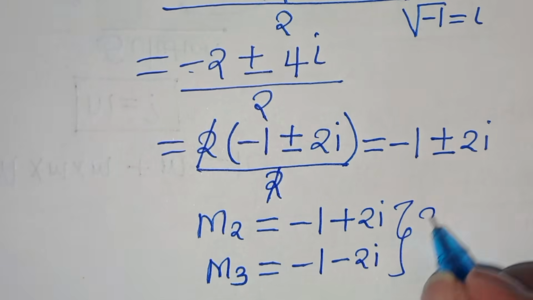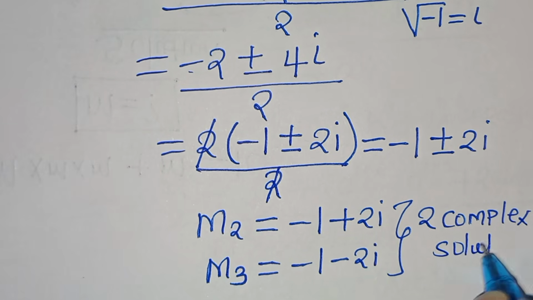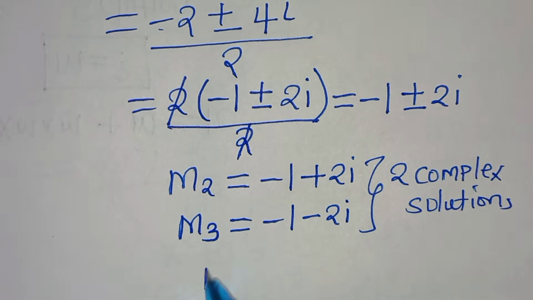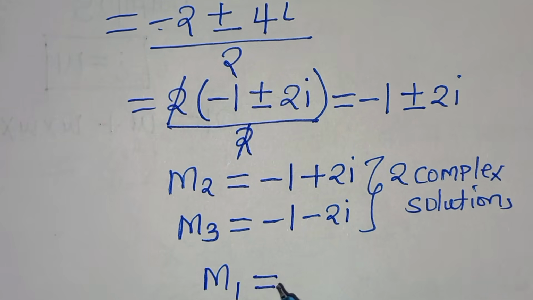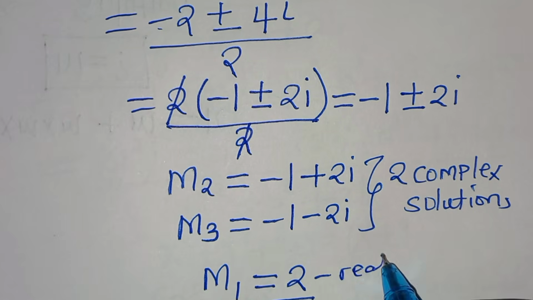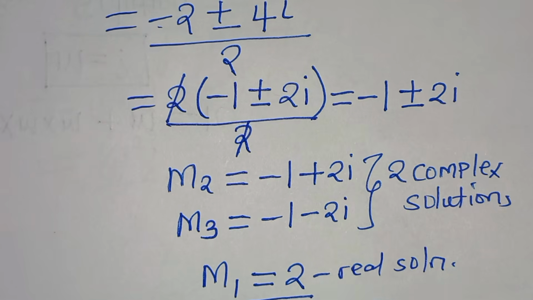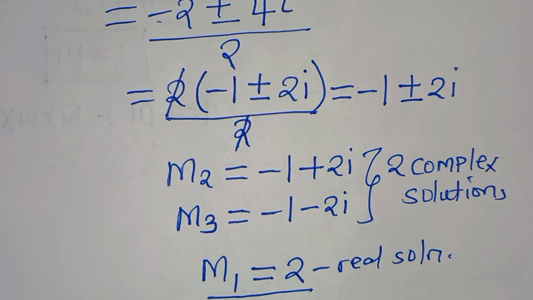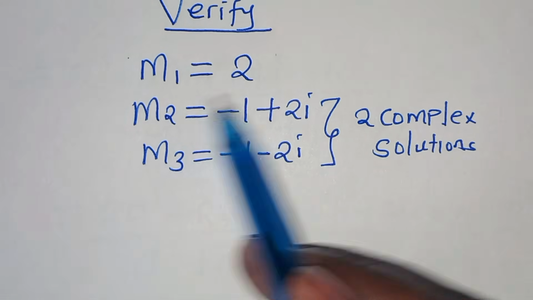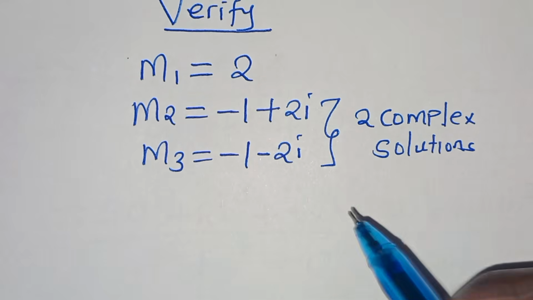Now you find that these are two complex solutions for this algebra problem. We only have one real solution here, which is m1, and this is equal to 2. This is the only real solution we have. Now, let's verify that m1, which is equal to 2, satisfies the equation.